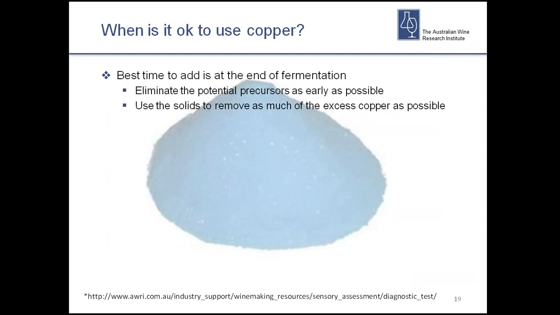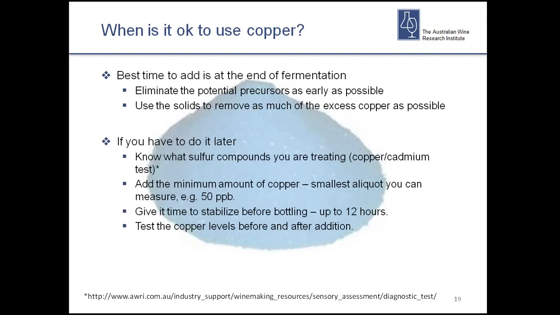So when is it okay to use copper? Well, the best time is always to add it at the end of fermentation, because at that point you can eliminate the potential precursors as early as possible. And then there's also lots of wine solids and yeast solids that can remove as much of the excess copper as possible. And if you have to do copper fining later, it's important to know exactly what sulfur compounds you are treating. So it's important to do your bench trial first and to make sure that you are treating hydrogen sulfide, methane thiol, or some of your other mercaptans, and not trying to treat your thioacetates or your disulfides with copper treatment, because that won't be effective.